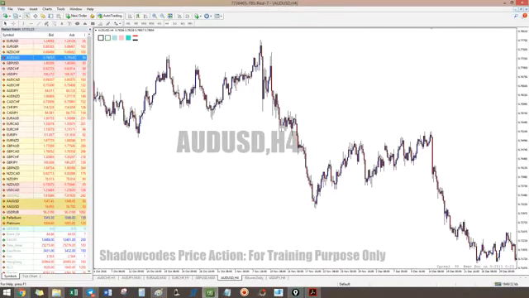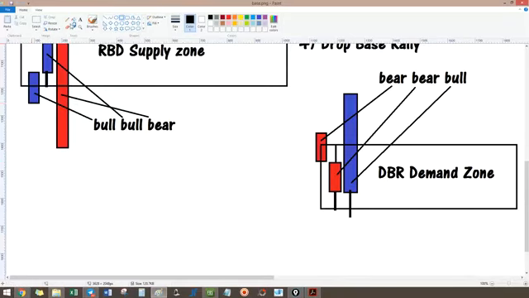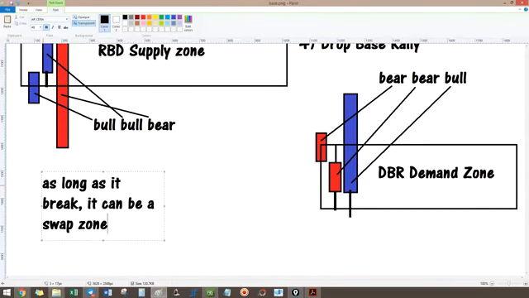Does the break need to be very strong or engulf or multiple candles is acceptable? The break, look, this question is very good. Yes, you can, as long as it breaks. As long as it breaks, it will become a swap zone. Okay, I will write this down: as long as it breaks, it can be a swap zone, right?